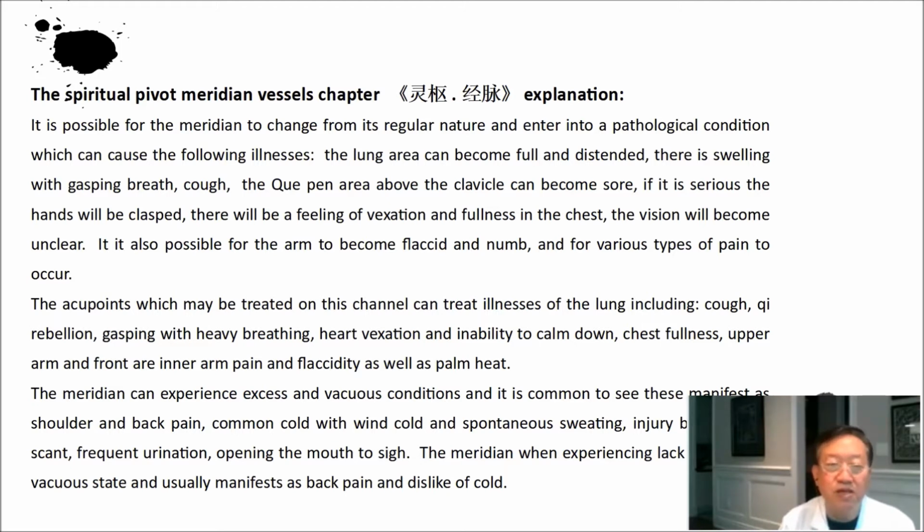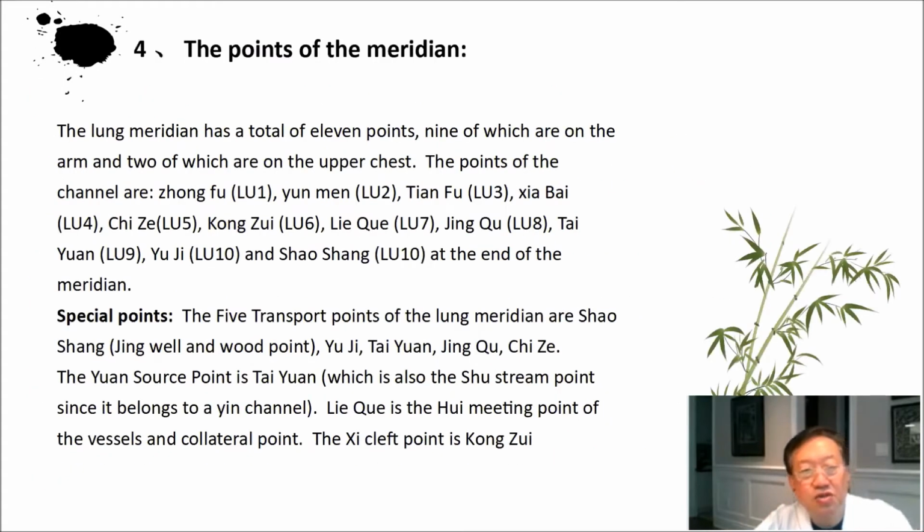common cold and with wind cold, and spontaneous sweating, injury by wind and scant frequent urination, opening the mouth to sigh. The meridian, when experiencing lack of qi, is in a vacuous state, usually manifests as back pain or dislike of cold. 4. The points of the meridian.